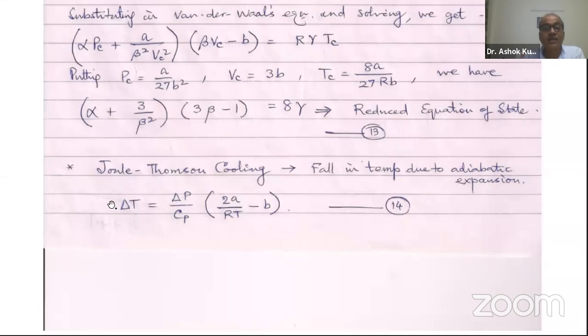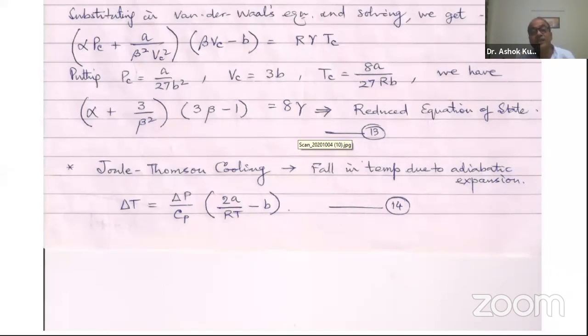And last is when we do Joule-Thomson cooling, that means the gas passing through a porous plug. We find that because it is a real gas, there is interatomic attraction. So when gas passes through it, what happens? There is a sudden expansion of gas, an adiabatic expansion, because under adiabatic conditions, air is a bad conductor.